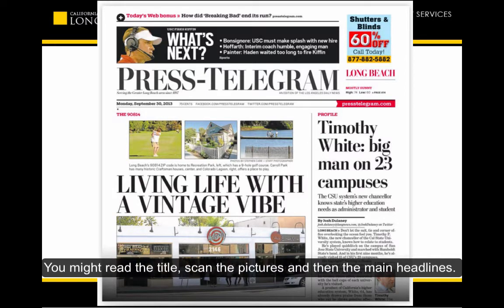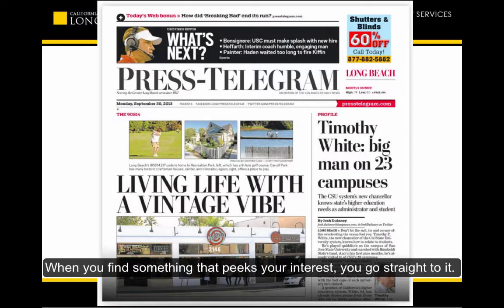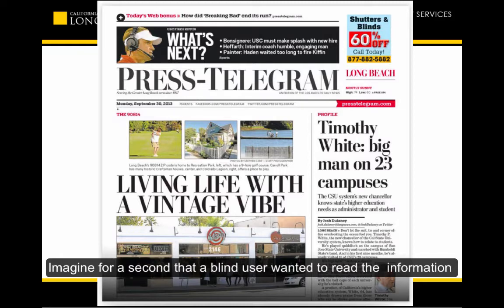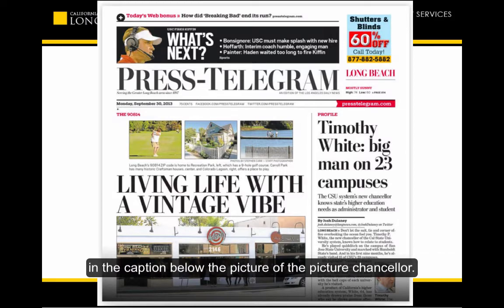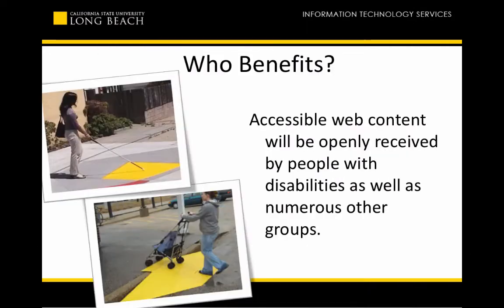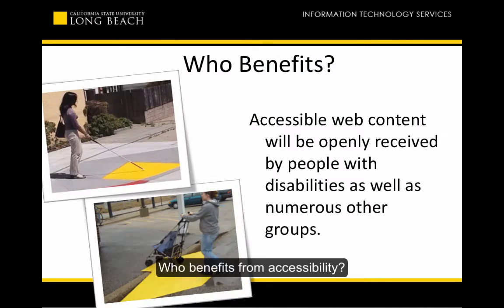You might read the title, scan the pictures, and then the main headlines. When you find something that piques your interest, you go straight for it. By default, a screen reader will begin to read a page from the first character to the very last. Imagine for a second that a blind user wanted to read the information in the caption below the picture of the Chancellor. He or she will have to listen to the entire front page in order to get the content they wanted.